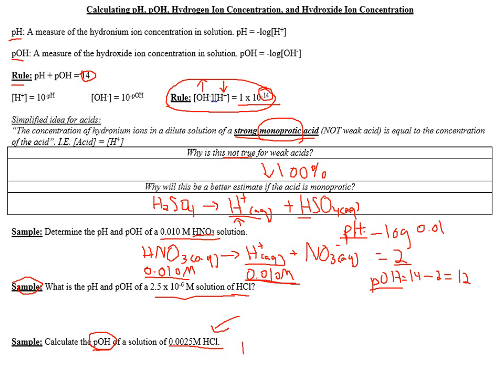So our pOH should be 11.4. Because your pH is negative log of 0.0025, which is 2.6. 14 minus that 2.6 is 11.39. I just rounded to 11.4. So try these problems out. Make sure you can calculate the pH and pOH of an acid from its concentration. And now I'm going to show you the similar type of problem with bases.